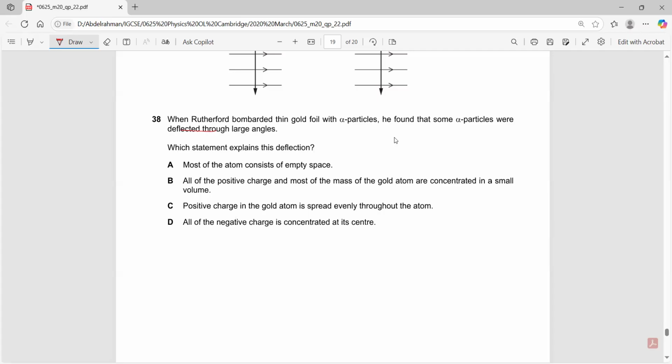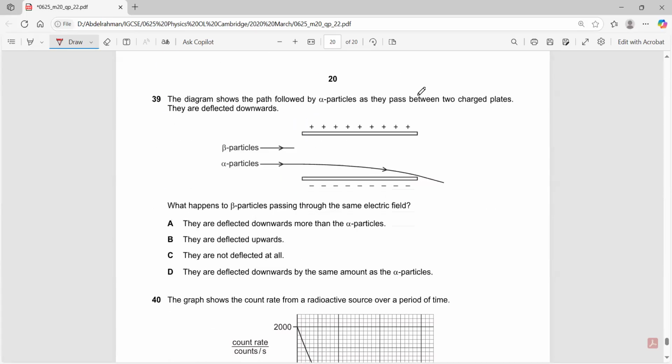All of the positive charge and most of the mass of the gold atom are concentrated in a small volume. Yes, this is correct. This positive charge repelled the alpha particles, which are also positively charged. So due to this repulsion, the alpha particles were deflected at large angles. It's not spread out evenly, and the negative charge is not concentrated in the center.